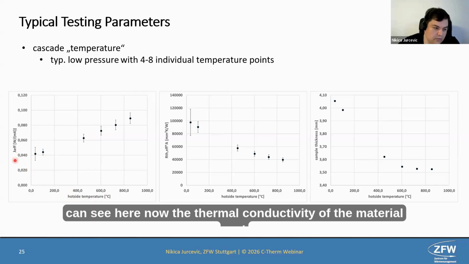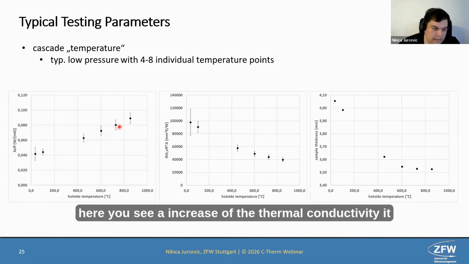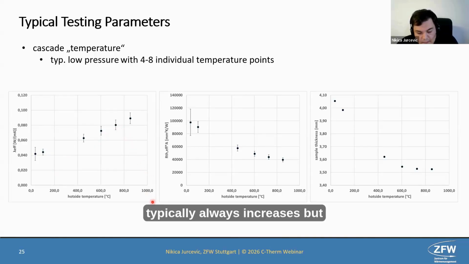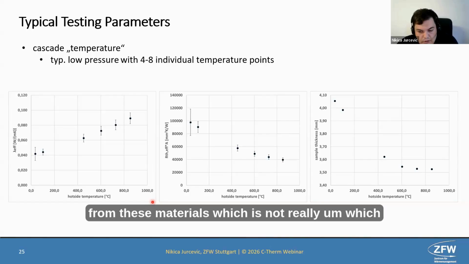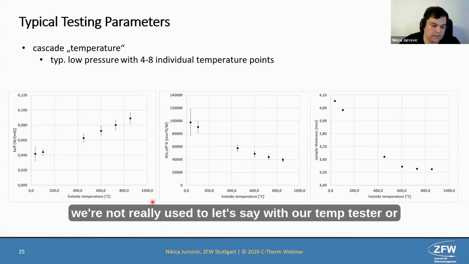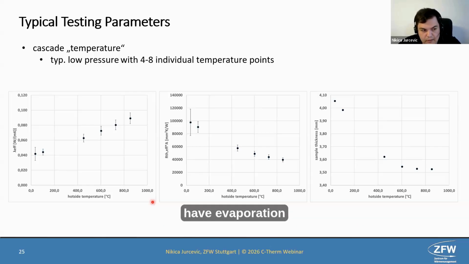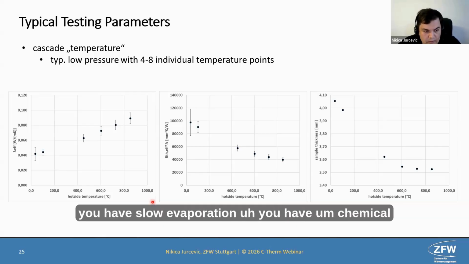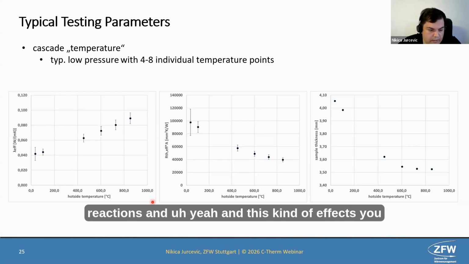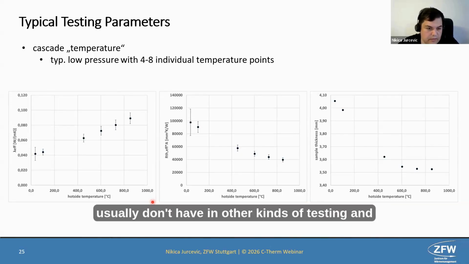So you can see here now the thermal conductivity of the material. And here you see an increase of the thermal conductivity. It typically always increases, but you can see all kinds of different behaviors from these materials, which we're not really used to with our TIM tester. These are the effects which I talked about in the beginning. You have evaporation, slow evaporation, chemical reactions, and this kind of effect you usually don't have in other kinds of testing.